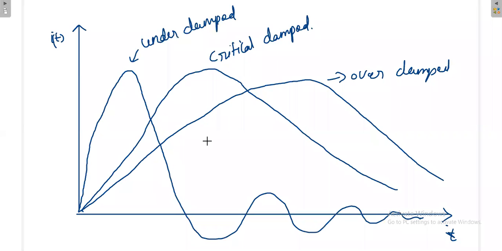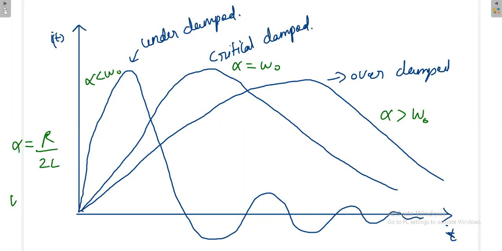Okay, finally you should know what is alpha. Alpha means R by 2L. What is omega? Omega means 1 by square root of LC. So if alpha is greater than omega, over damped. If alpha is equal to omega, critical damped. If alpha is less than omega, under damped. So for over damped, alpha is greater than omega naught. Here alpha is equal to omega naught. Here alpha is less than omega naught, where alpha is equal to R by 2L, and omega naught is 1 by square root of LC. So from an exam point of view, these values are important. You have to remember this.